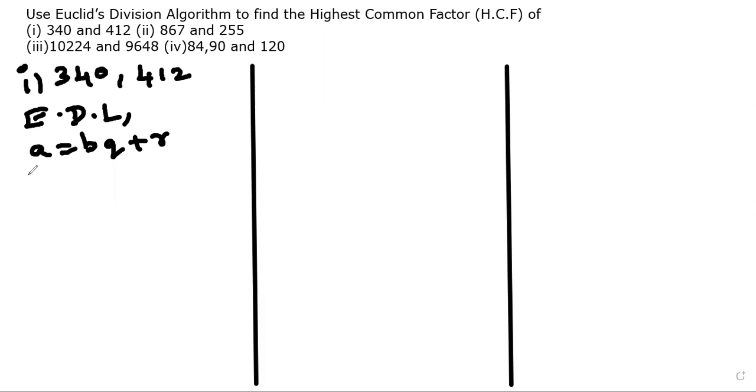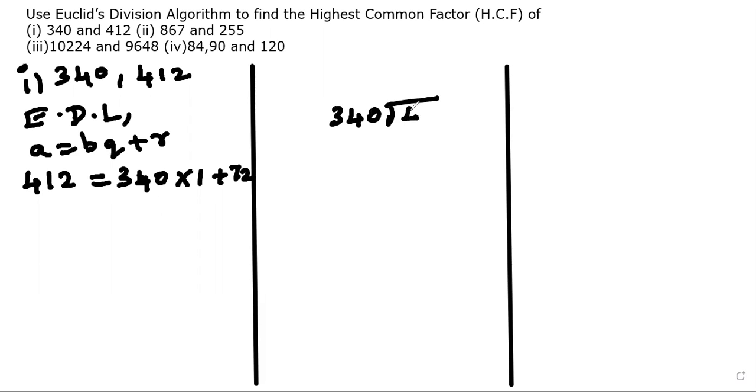So just write here 412 equal to 340. You have to divide this 412 with 340. So we'll be getting 340 into 1s are 340 and the remainder is 72. You can divide like this: 340 outside, 412 inside. So 340 ones are 340. So the remainder is 72. This is your remainder. This thing you have to put after the plus symbol.